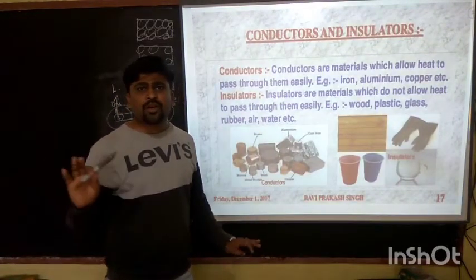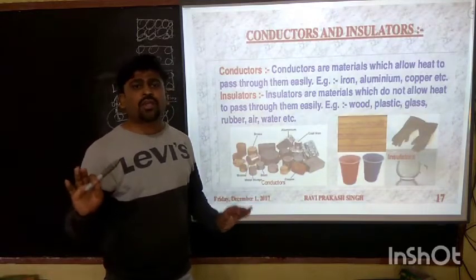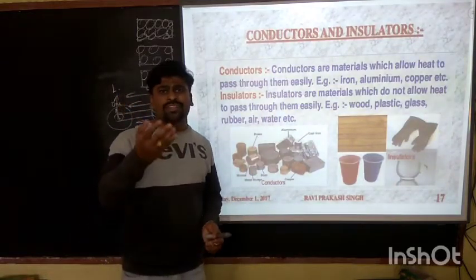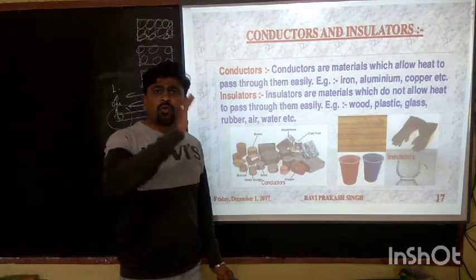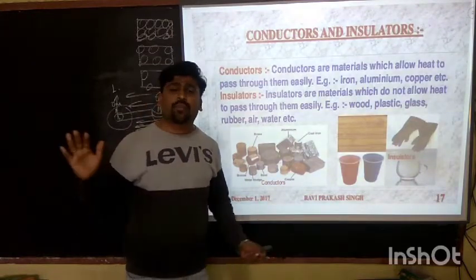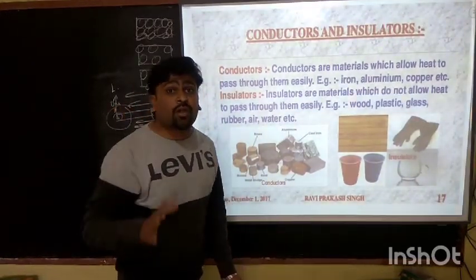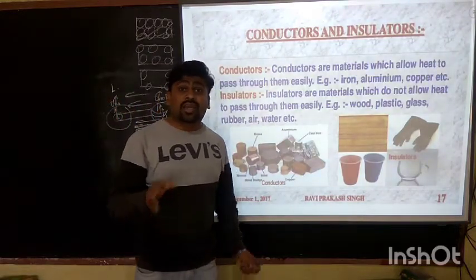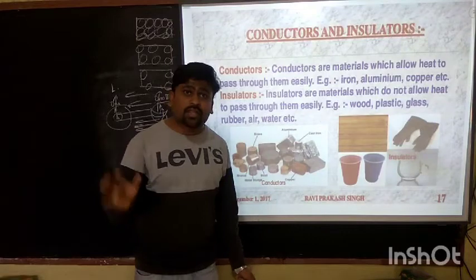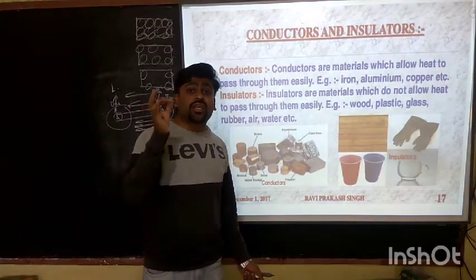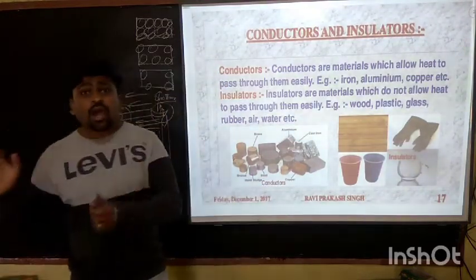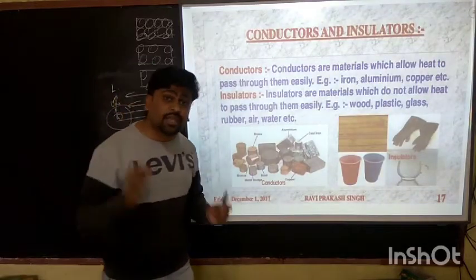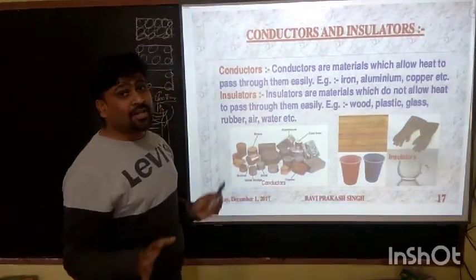Correct? Current does not pass, heat does not pass. You already know that. For example, electricity. Current is easily passed from one end to another end by using the copper wire. This kind of copper is an example for a conductor, where current flows easily. Like that, heat also flows easily from one end to another end. That kind of substances we call conductors.